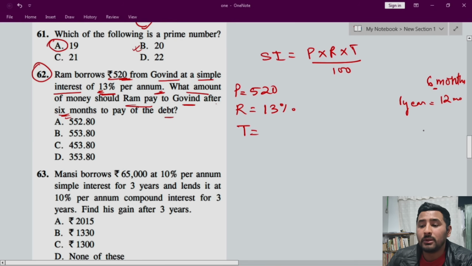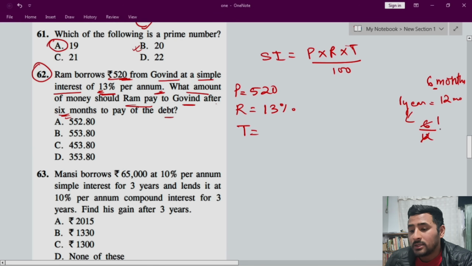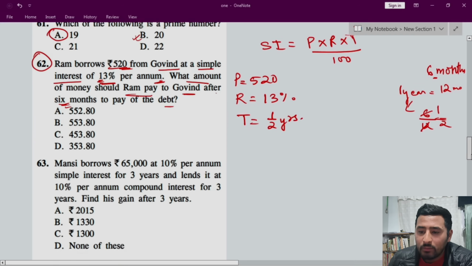So 6 months, if you count in years, we will always remember time is always counted in years. So you divide 6 by 12. Like we used to say, half of the month. That means 6 months already. 1 year has 12 months, so 6 months will be how many years? Half of the year. So time will be 1/2 years. Just put it in the formula now.